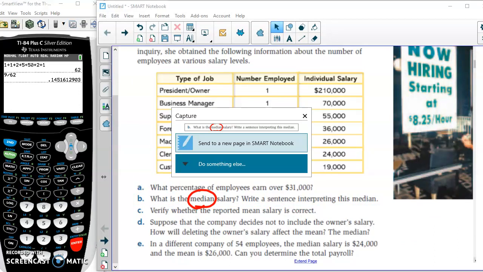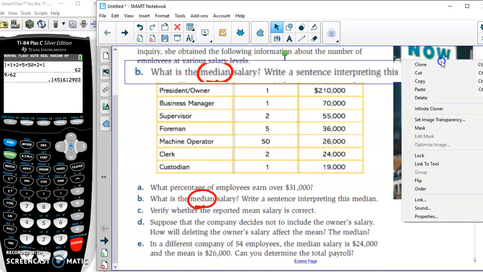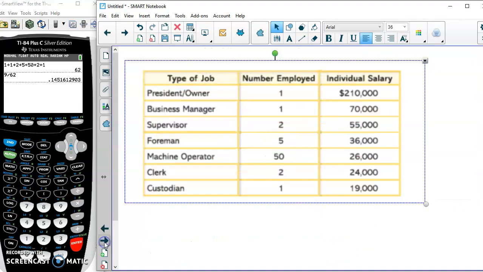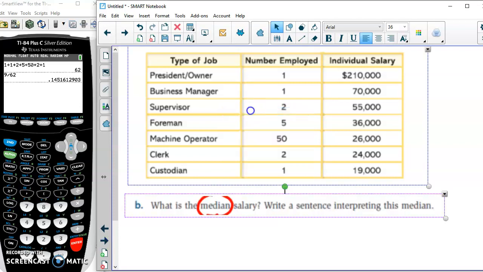Boom. Current page, right? Oh, I don't want to do that. Okay. Good. Paste. All right. That was enough time on that.